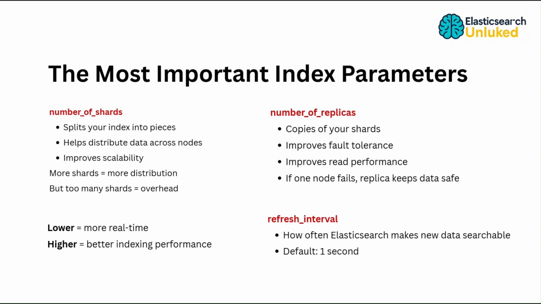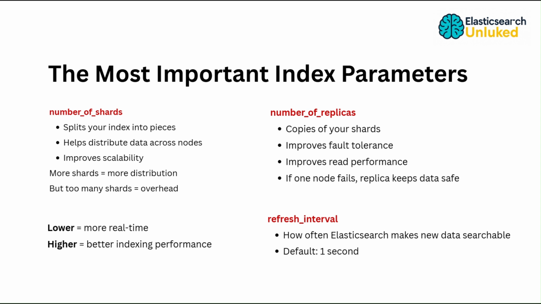Some of the most important index parameters are the number of shards within our Elasticsearch index, the number of replicas, and refresh intervals. The number of shards is how Elasticsearch splits an index into pieces, and it helps to distribute data across nodes. If you recall, nodes are instances of Elasticsearch, like a physical machine running on our computer. The number of shards also helps improve scalability in data management within Elasticsearch.